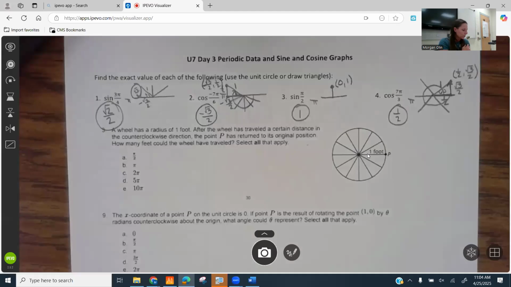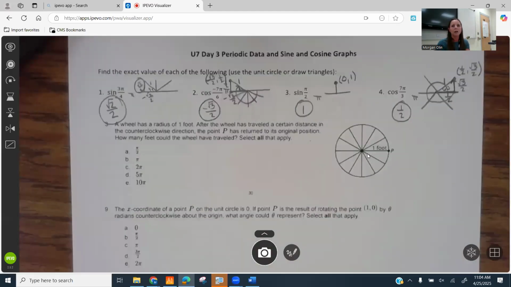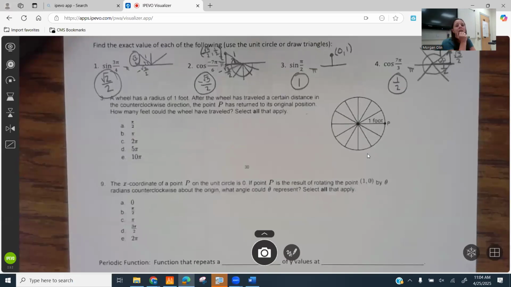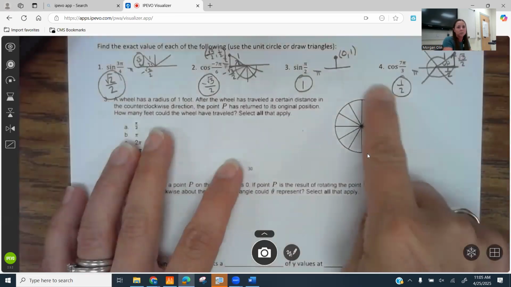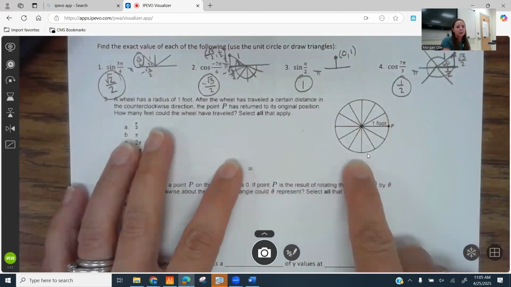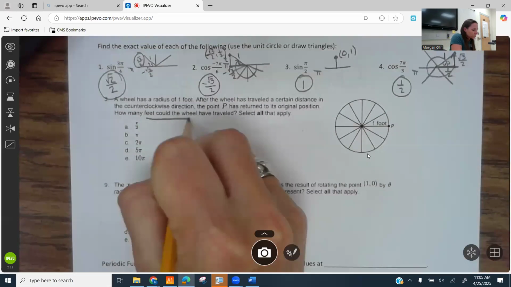All right, let's look at number 3. And these two come out of the workbook. It was just easier if I just pasted it on here. So a wheel has a radius of 1 foot, and it's actually documented on there. After the wheel has traveled a certain distance in the counterclockwise direction, so opposite of a clock, goes this way, the point P has returned to its original position. How many feet could the wheel have traveled?